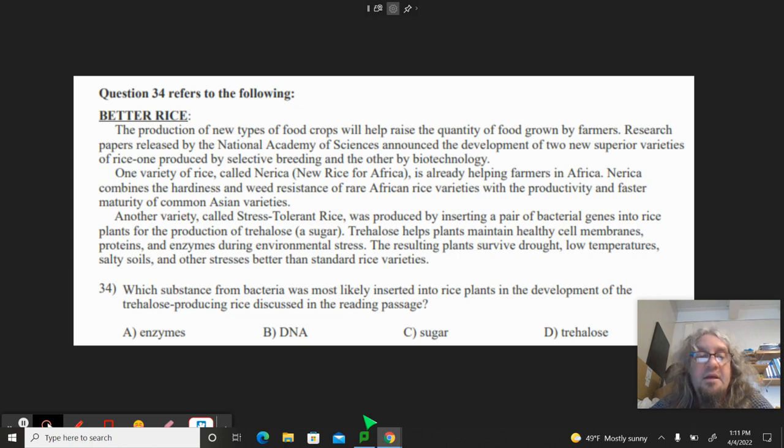Another variety, called stress-tolerant rice, was produced by inserting a pair of bacterial genes into rice plants for the production of trehalose, which is a sugar. Trehalose helps plants maintain healthy cell membranes, proteins, and enzymes during environmental stress. The resulting plants survive drought, low temperatures, salty soil, and other stresses better than the standard rice varieties. 34. Which substance from bacteria was most likely inserted into rice plants in the development of the trehalose producing rice discussed in the reading passage? A, enzymes, B, DNA, C, sugar, D, trehalose.